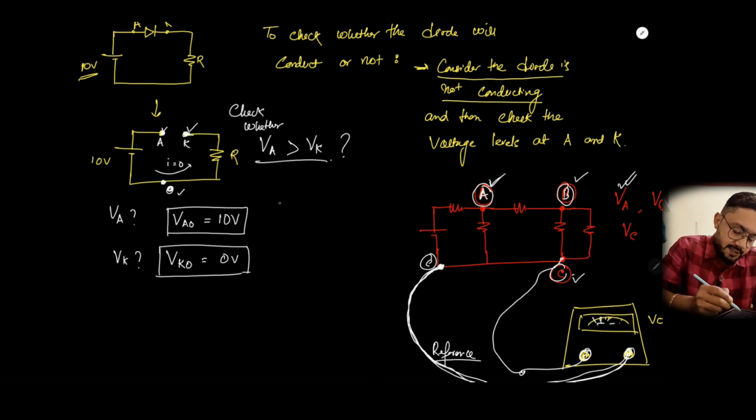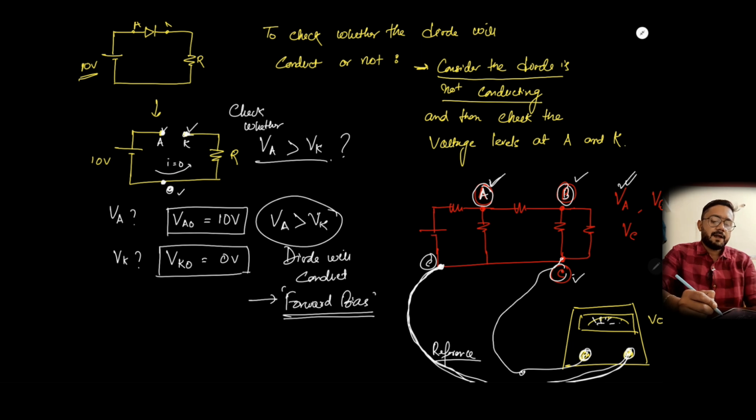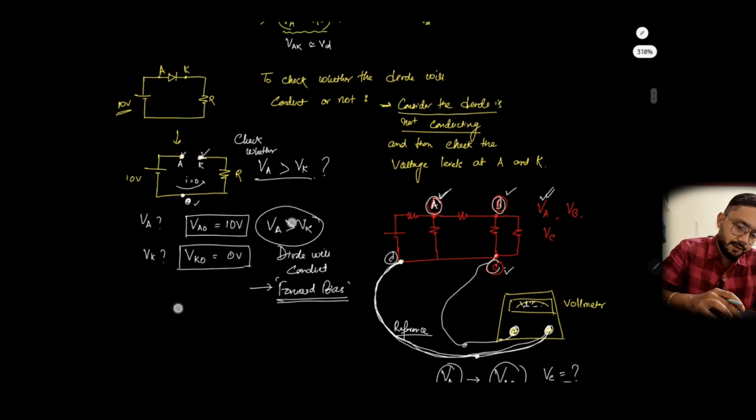So obviously you can see that VA is greater than VK, so the diode will conduct. We can say this is the condition of forward bias. The diode is in forward bias condition, and it will conduct and allow the current to flow. Fine.